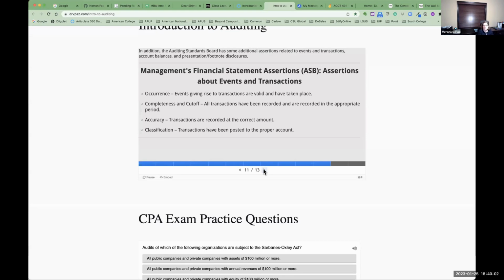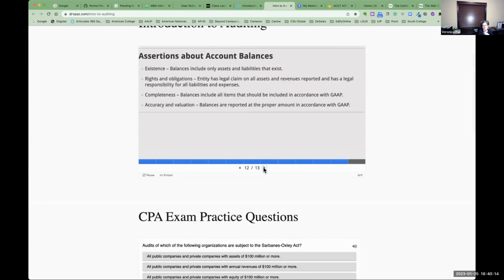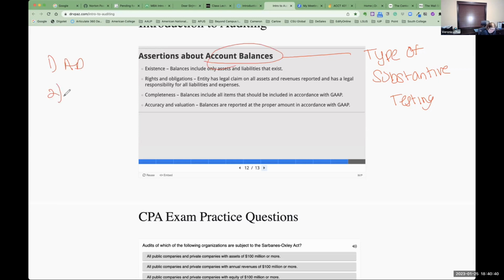So I would have in your notes a document, and just keep one column for your PCAOB standards, and then one column for your ASB standards. Assertions, I'm sorry, not standards, assertions. And then we go into assertions about account balances. So keep in mind that when we are talking about account balances, this is a type of substantive testing. So we have three types: analytical procedures, substantive testing of account balances, and the third one is account transactions.